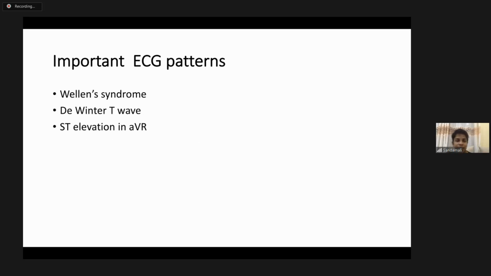Now, I want to highlight a few ECG patterns which I thought very important, and those ECG changes should not be missed. One is Wellens syndrome. I think you all know about these ECG changes. Deep venous T wave, and the other one is ST elevation in aVR.